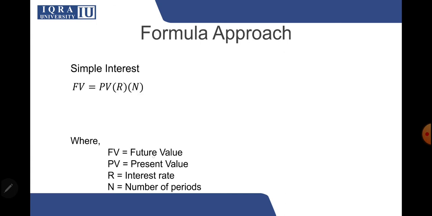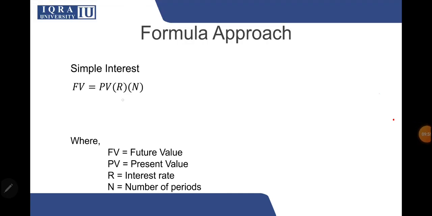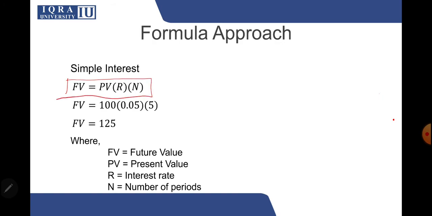So FV is future value, PV is present value, R is the interest rate, and N is the number of periods. So now if we just simply apply the formula, the present value was 100, 5% was the interest rate. So you can write 5% or 0.05, and N was 5. So if you multiply all of them, 125 is the future value that you will get over here. So this is your future value formula if you're using simple interest.